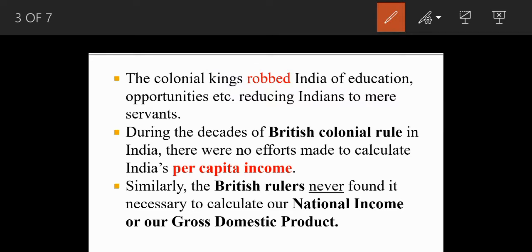Here it says that the colonial rulers robbed India of education, opportunities, etc. Those colonial rulers totally captured and targeted the Indian education system and also the opportunities at that time, which ultimately reduced Indians to mere servants. That's the reason the maximum population at that time was under British rule and working as servants.